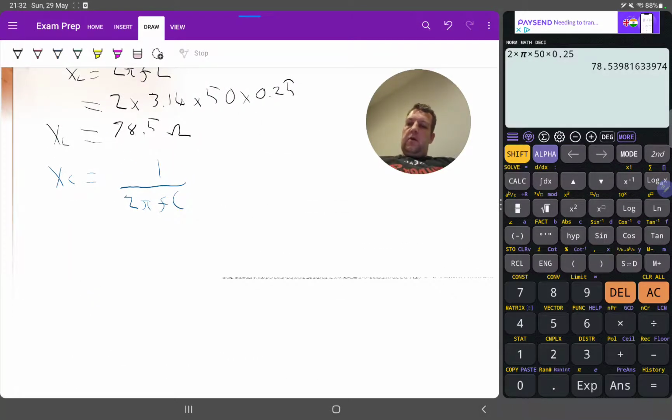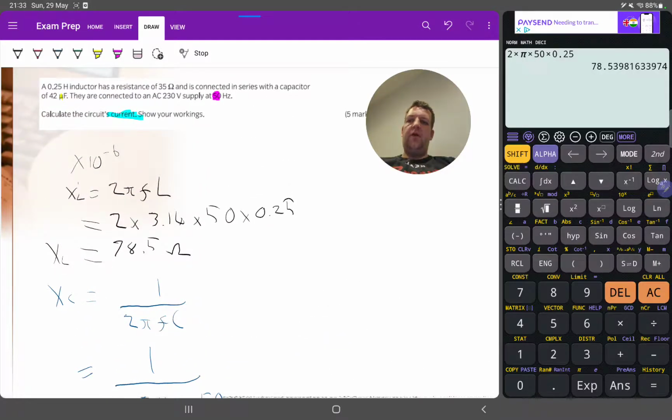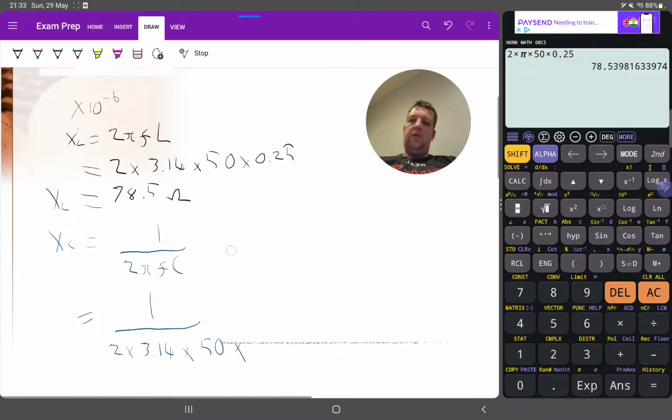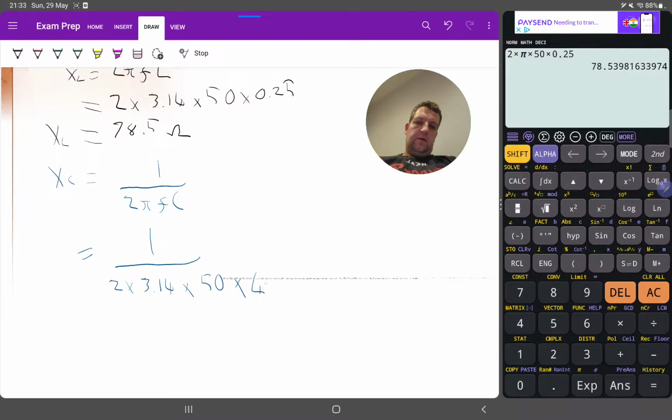Okay, so XC is 1 over, so 1 is constant. We know number 1 is never going to change. It's what we've been given. 2 times pi, which is 3.14 again, times by frequency, which is still 50. It's the same question. Times by capacitance, which has been given to us as 42. Remember the symbol I said there? Microfarads. So 42 microfarads, which is times 10 to the minus 6 on a calculator.